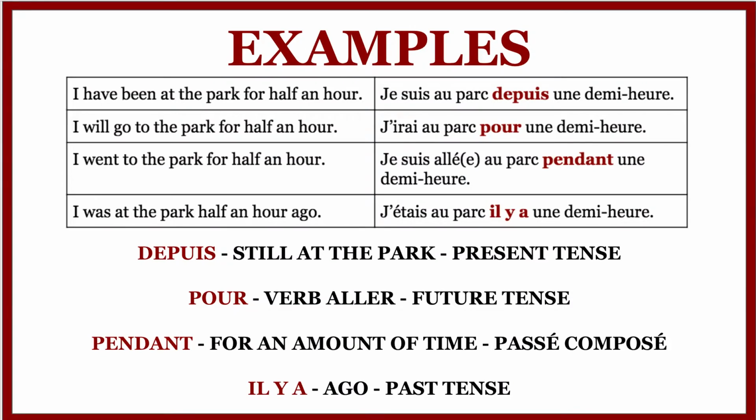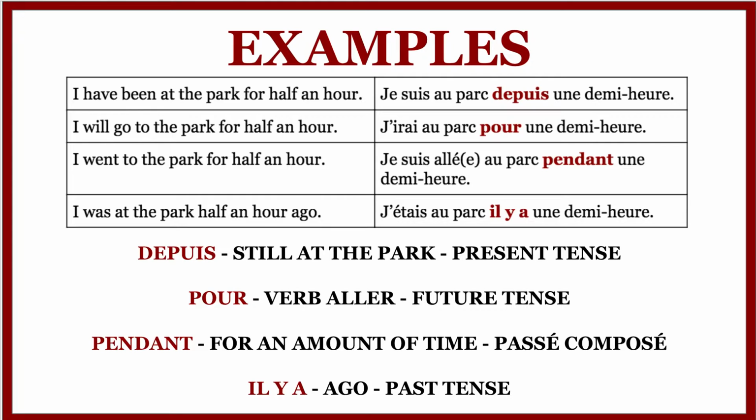I will go to the park for half an hour. J'irai au parc pour une demi-heure. Here I'm using the future tense of which verb? Aller. So that's why I can use pour. I went to the park for half an hour. This is a completed action. It had a beginning and an ending, so I'm going to use the passé composé. Je suis allé au parc pendant une demi-heure. And I was at the park half an hour ago. J'étais au parc il y a une demi-heure. Vous voyez? So, depuis, I'm still at the park.